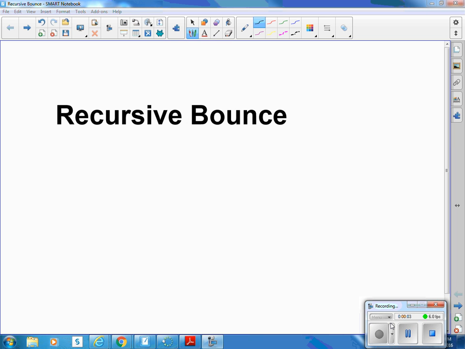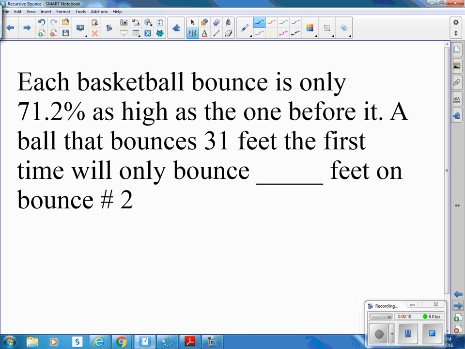This video clip explains how to calculate recursive bounce for, like, a golf ball. So each basketball bounce is only 71.2% as high as the one before it. A ball that bounces 31 feet the first time will only bounce how many feet on bounce number 2?